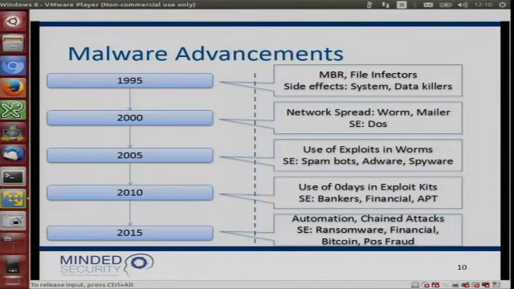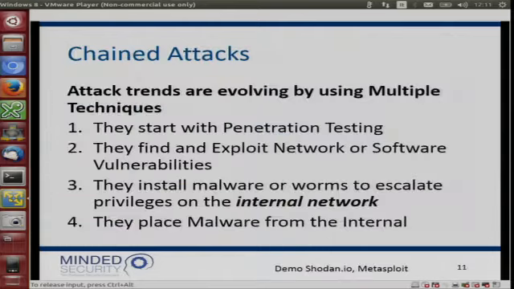0-days are vulnerabilities that have not been patched or known before that are abused to exploit, so take advantage of a software vulnerability. A software vulnerability is a flaw that an attacker can use to penetrate into a system. In 2015, what we see is an advanced automation and the chain use of attacks to penetrate into systems. So we see ransomware, financial fraud, Bitcoin, point-of-sale fraud made through malware and chain attacks.